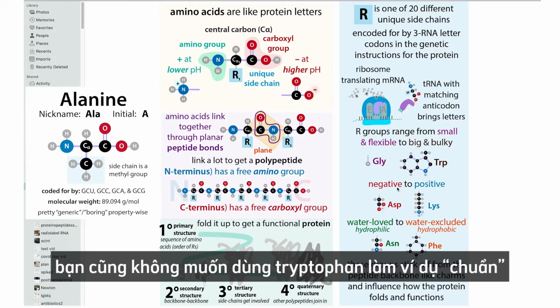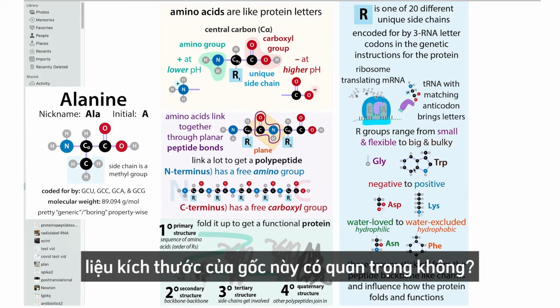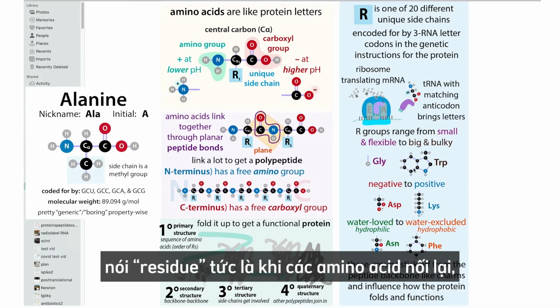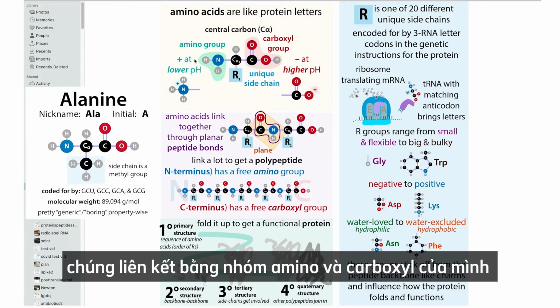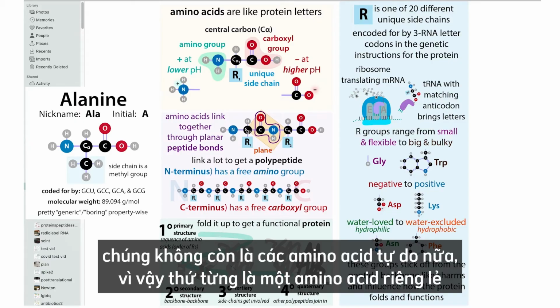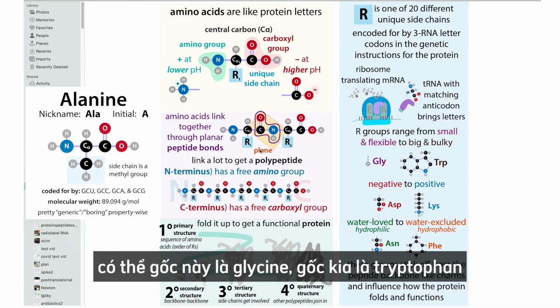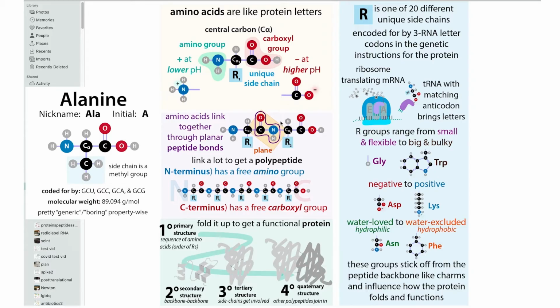So you also want to use something like tryptophan as your generic example, but sometimes you do want to see: is the size important there? Is the size of this residue important? By residue, what I mean is that when these amino acids join together, they do so using their amino and acid parts. Once they're joined together, they're no longer amino acids. So we call what was an individual amino acid a residue. This is our first residue or our second residue. So maybe this is a glycine and this is a tryptophan.